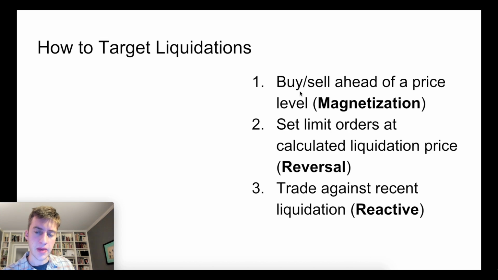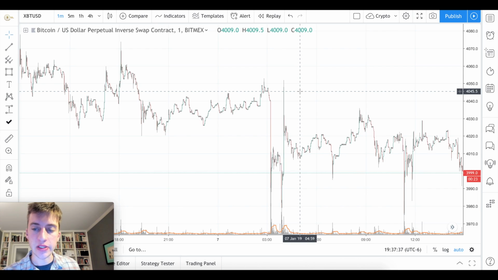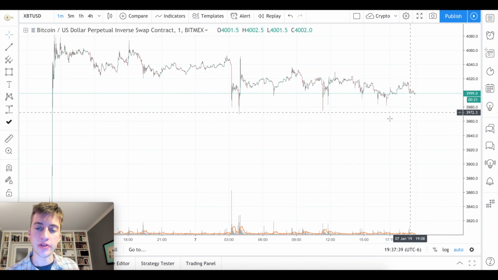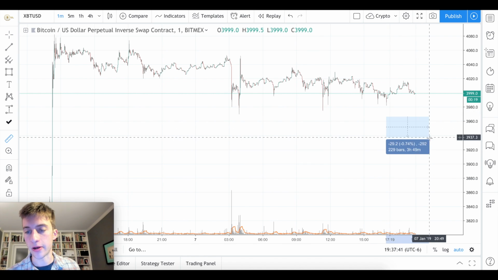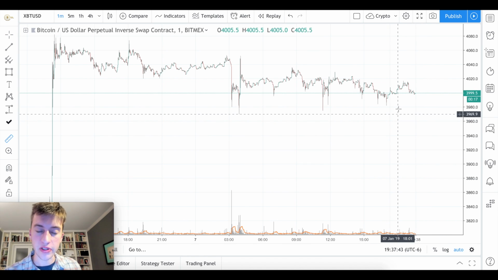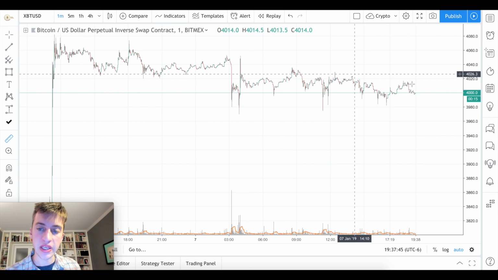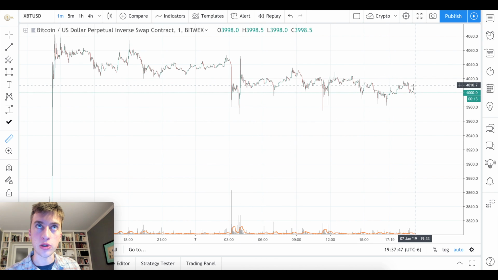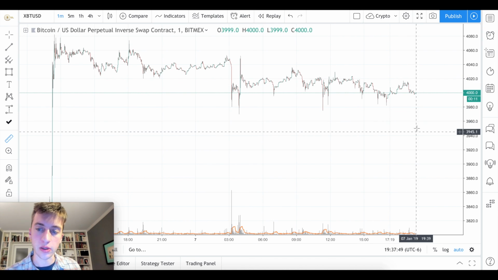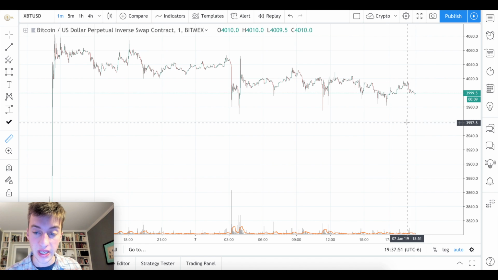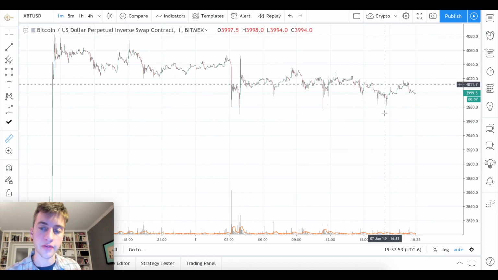The first is use magnetization. So some traders say that price is magnetized to move toward liquidating traders and toward stop losses. If you believe this, what you can do is, let's say you calculate that a large amount of liquidations are down here. Dangerous, but you could sell here and you could take profit once price liquidates these traders, if price ever goes down, and then just put a stop loss right above.